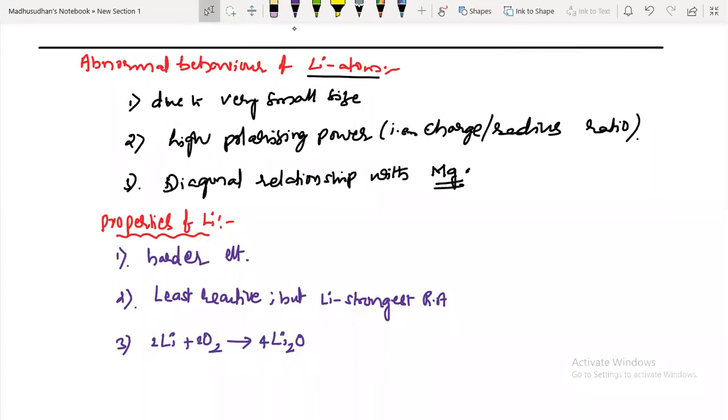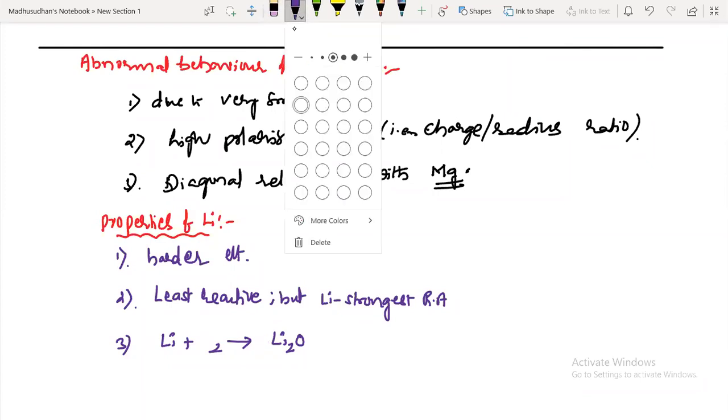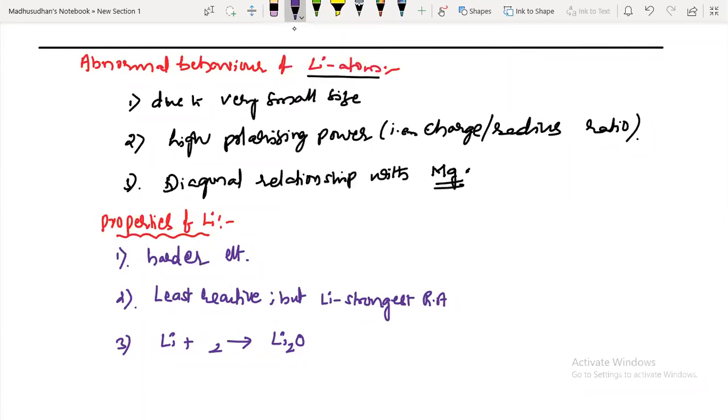Just balance this equation. And on reaction with nitrogen, what will it form, guys? Lithium nitride. This we have already done, right? Li3N. Lithium nitride it is forming.